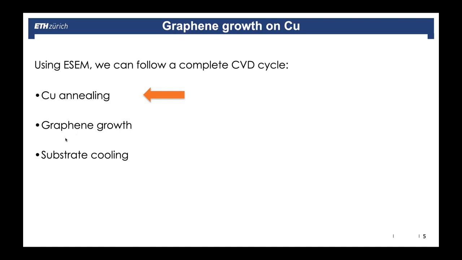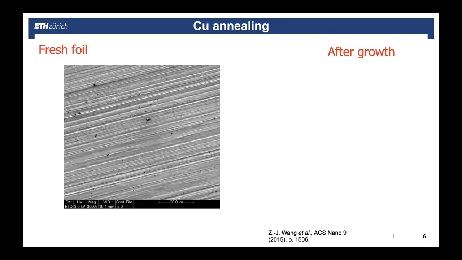So first thing, the foils that we buy usually are polycrystalline copper foils of very high purity, so 99.99% or even 99.9% pure copper. And many people buy high purity copper. And the foil looks at the beginning like this. You see the surface structure from the rolling process.